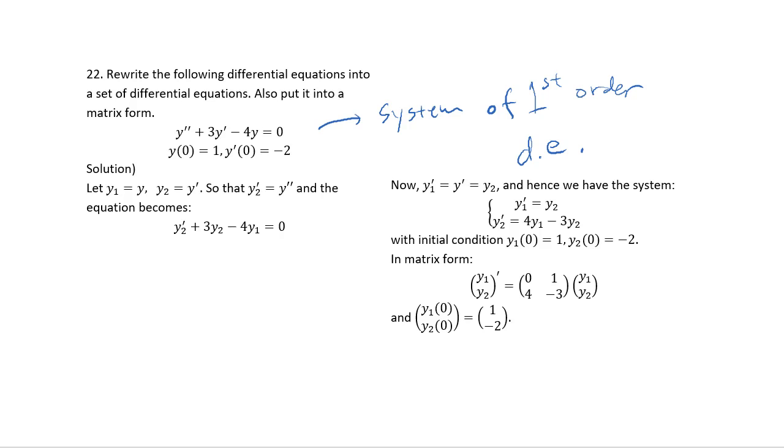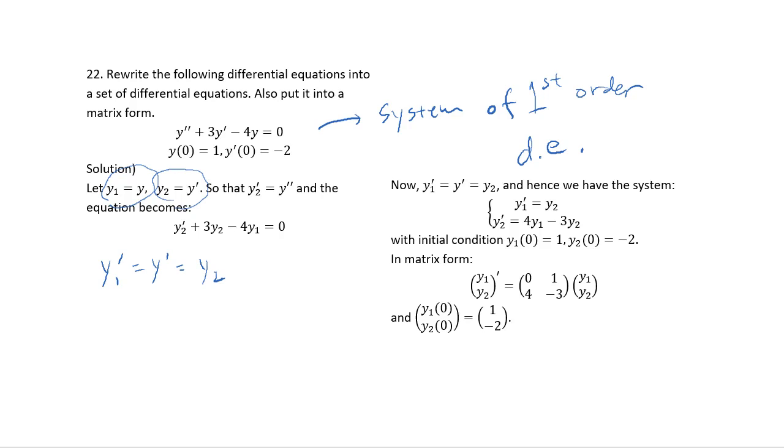The way you do it is you introduce y1 and y2, where y1 is y, and y2 is y's prime. So you take y and its derivative, and you assign them to two separate functions. Now, if you assign it like this, of course, there's a relationship between these two functions. If you take y1 and take the derivative, that's like taking y's prime, which is equal to y2.